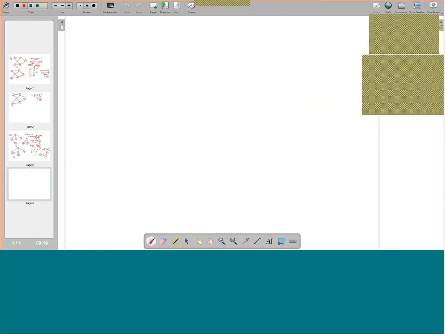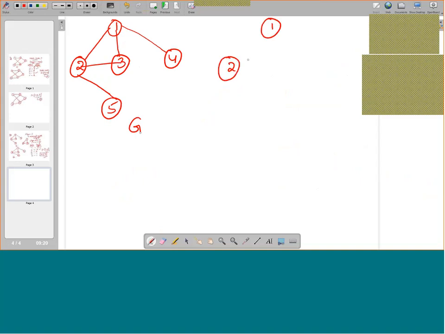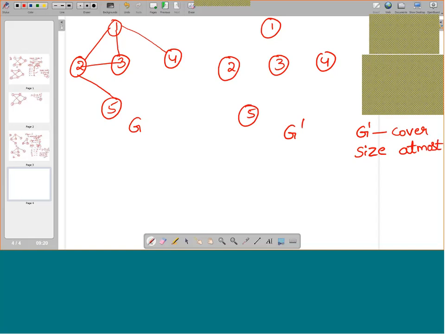So we will construct G dash for G. G dash is nothing but the complement graph for G. G dash will contain edges that are not present in G. First we will construct the complement graph for G and then we will check whether G dash has a node cover of size at most n minus k or not.